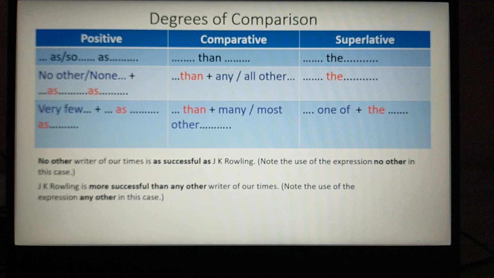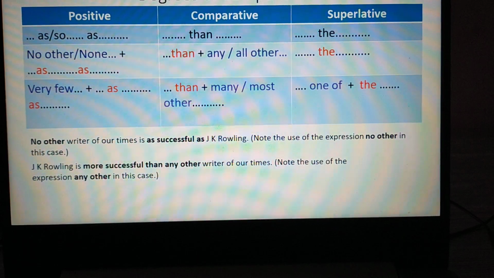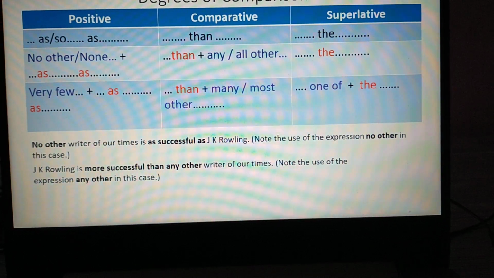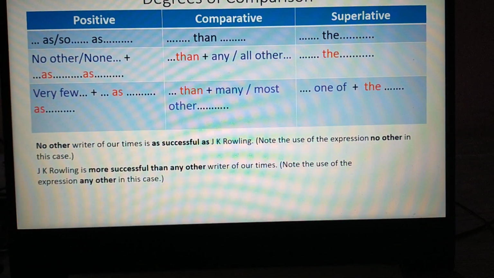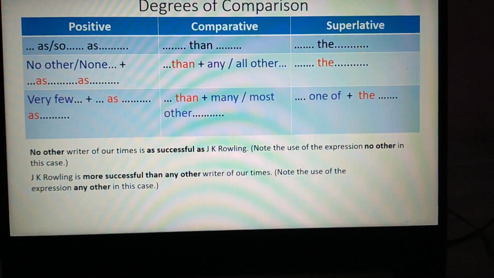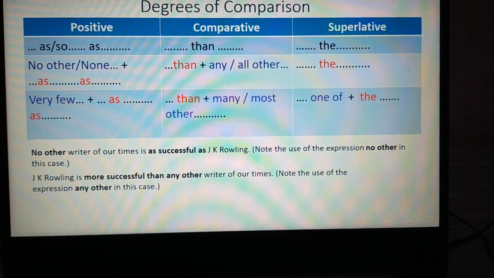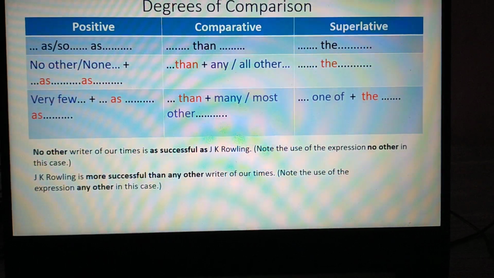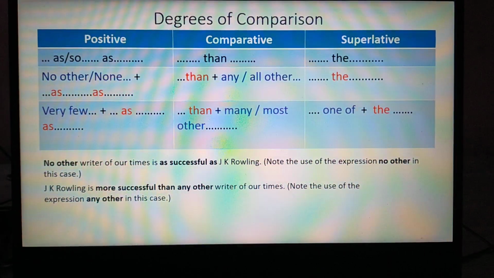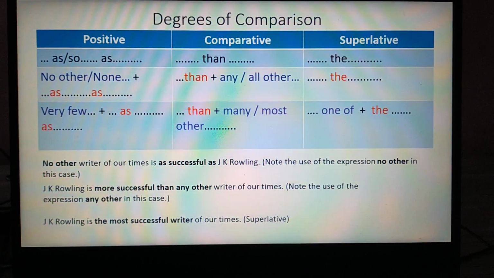Now see the comparative degree: J.K. Rowling is more successful than any other writer of our times. So note the use of the expression any other in this case, because the sentence in the positive degree began with no other. In the comparative we have to use than any other, or all other. And in the superlative it will be just simple, we have to use the before the superlative degree: J.K. Rowling is the most successful writer of our times.